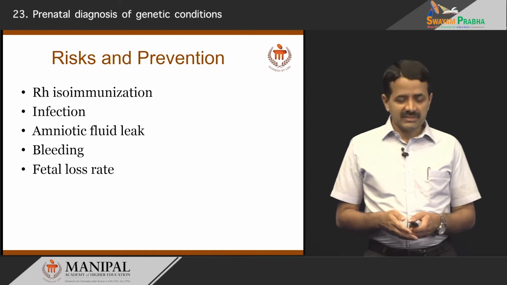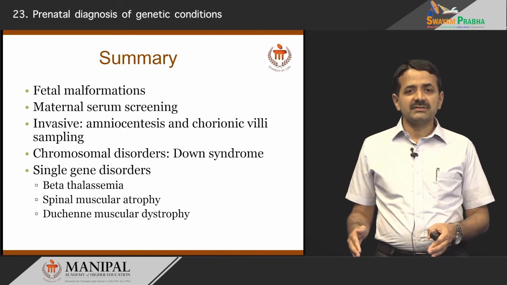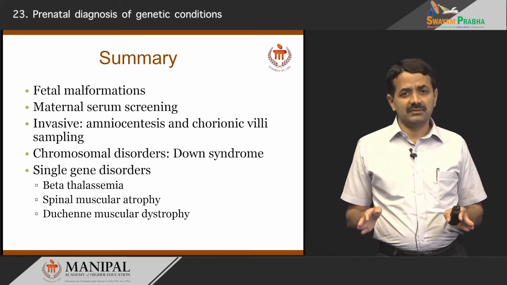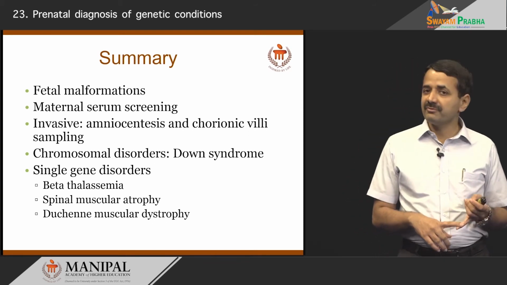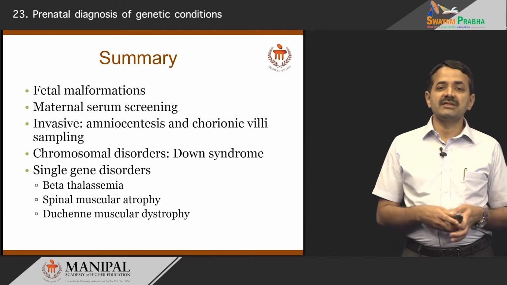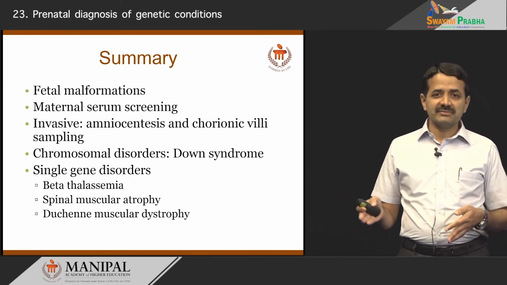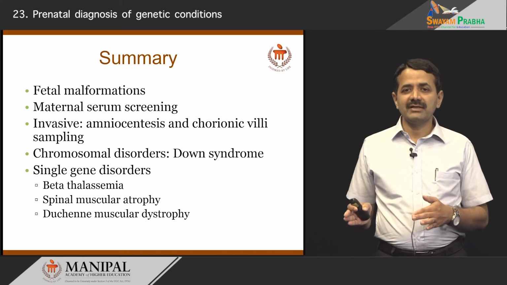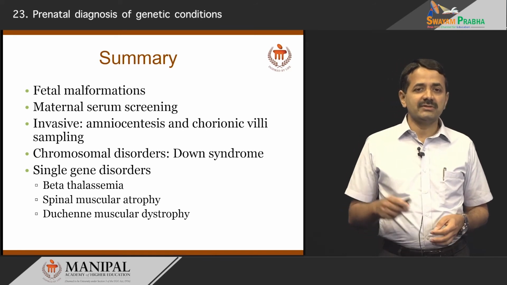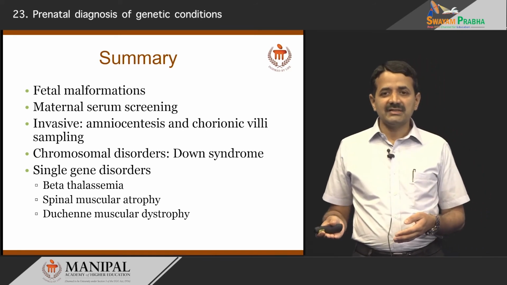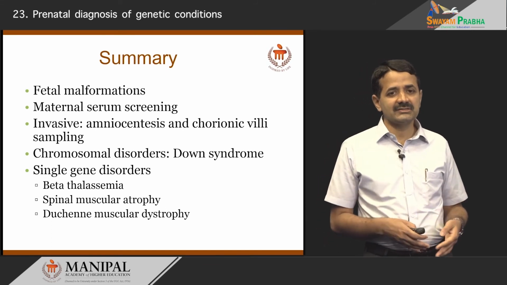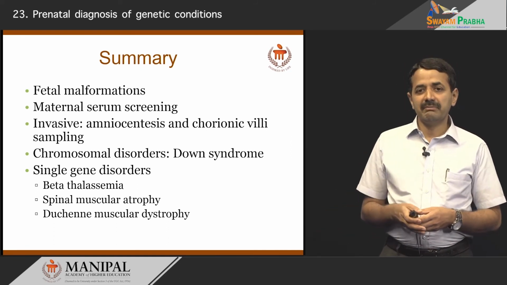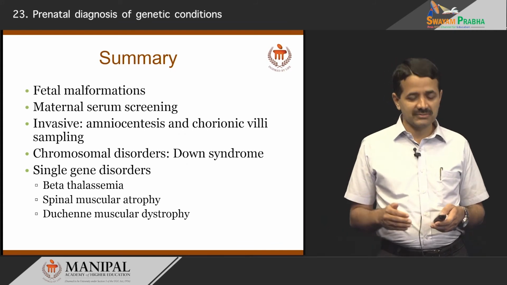Just to summarize what we have discussed today, we have discussed prenatal diagnosis of genetic disorders. Most of the times these are the conditions, either for fetal malformations by ultrasound or non-invasive testing for almost all women by maternal serum screening or non-invasive prenatal screening using fetal DNA. Amniocentesis and chorionic villi are the most commonly used methods for invasive testing of the fetus. Most common condition tested is Down syndrome or single gene disorders like beta thalassemia, spinal muscular atrophy and Duchenne muscular dystrophy. These are the most common, but it may vary from place to place, from center to center.